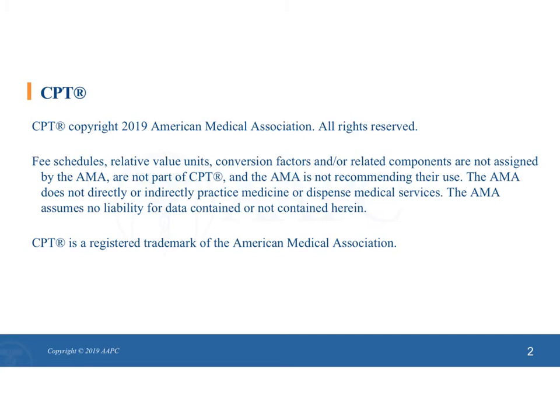CPT is copyrighted by the American Medical Association. CPT is a registered trademark of the American Medical Association.